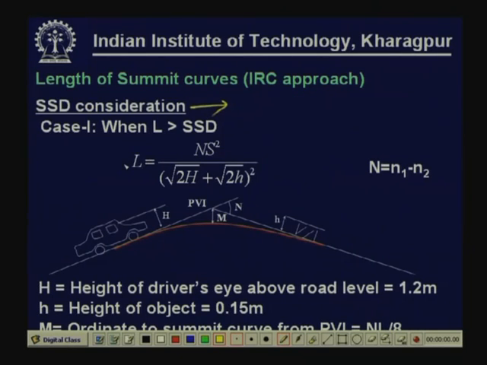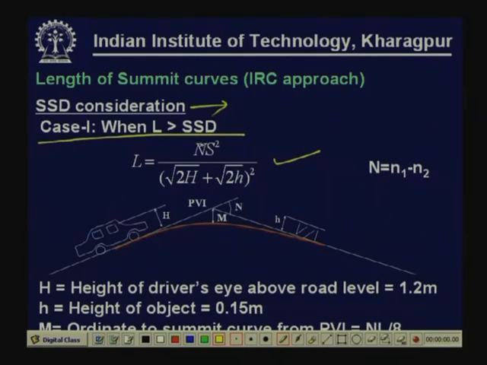The length of the curve may be greater than the stopping sight distance. The other case could be that the length of the curve is lesser than the stopping sight distance. Now, if the length is greater than the stopping sight distance, the formula shown here can be used for the calculation of the length of the summit curve. Basically, here S is the required sight distance, which is the stopping sight distance.